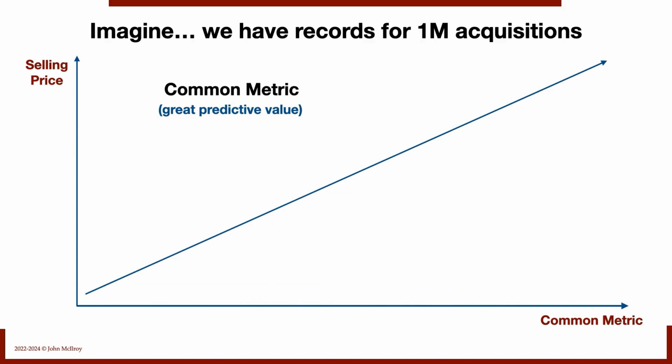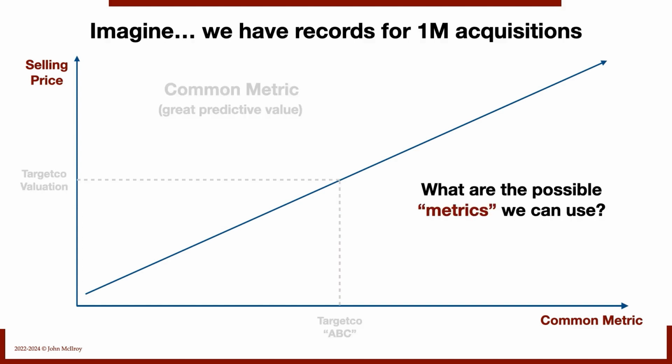Put in a valuation line, and we could use that valuation line. It would have great predictive value. For example, we could draw a perpendicular from a target co, let's call it ABC, right up to the value line, and then draw a horizontal across to get the valuation for that target co. And we'd have a pretty good feel for what businesses like this have previously sold for based upon that value line.